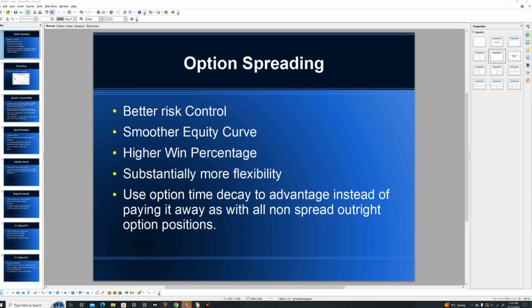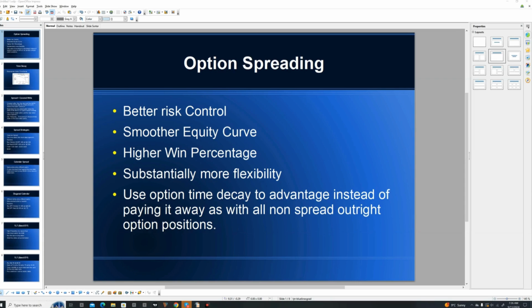So what you want to do in option spreading is start to take advantage of some of that 80% win factor and turn it in your favor, instead of always paying it away and trying to be in the 20% of the time that you're going to make money, or that it's not going to expire worthless. Let me put it that way.